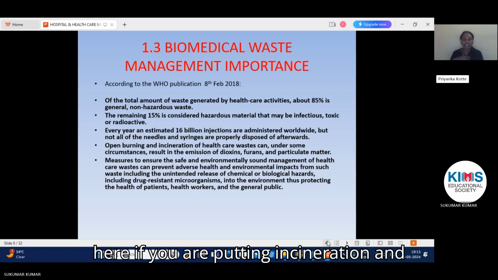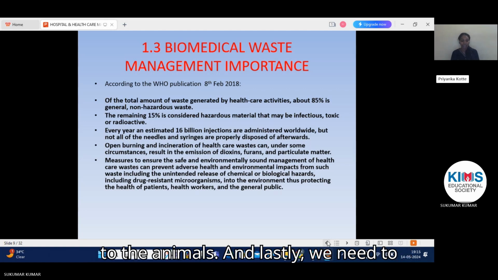If you are putting a fire to all the waste that you are producing, because of that incineration, because of that fire, you are causing an emission of dioxins, furans, and particulate matter into the environment, causing pollution and disorders to human beings as well as to animals.